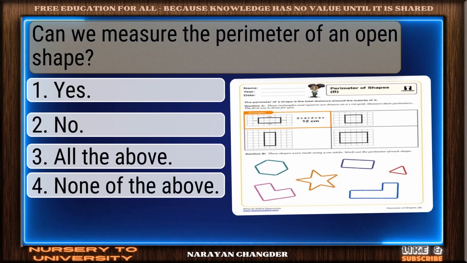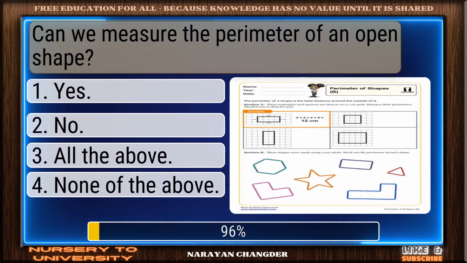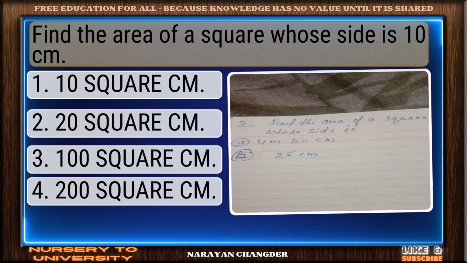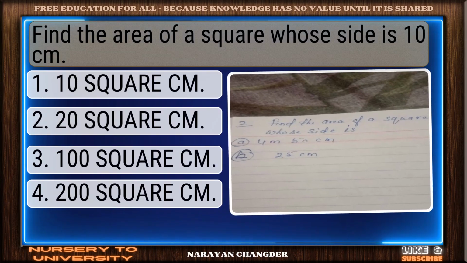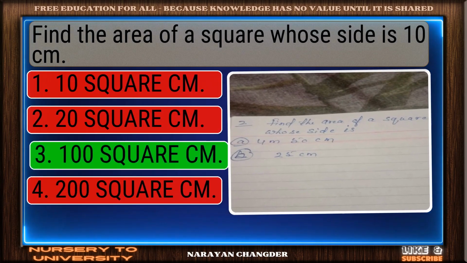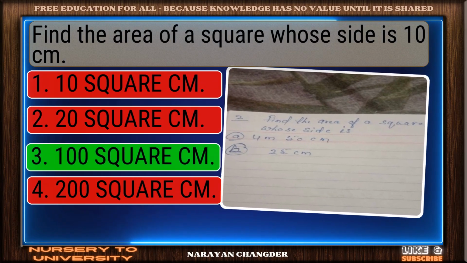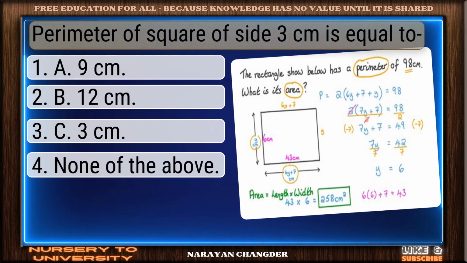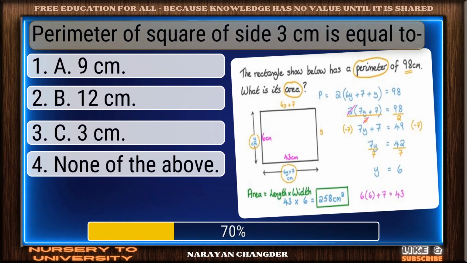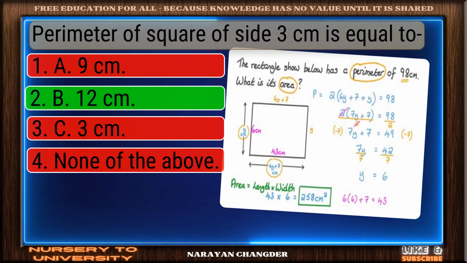Can we measure the perimeter of an open shape? Right choice. No is the best answer. Find the area of a square whose side is 10 cm. Solid response. 100 square cm is a valid choice. Perimeter of square of side 3 cm is equal to. Correct. B, 12 cm is the right answer.